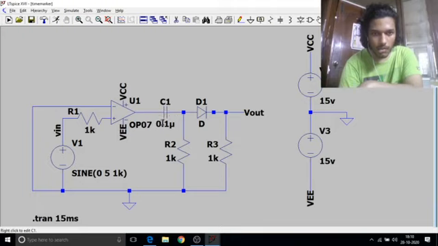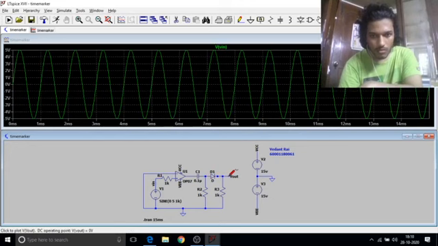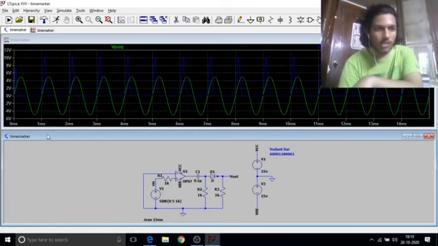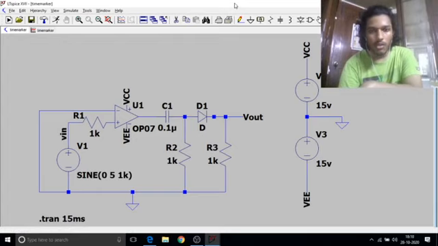We have a capacitor, 0.1 microfarad value. The input voltage I've given as 5 volts, 1k frequency. And the reference one is the 0. It's connected to the ground. I'll run the circuit. As you can see, we are getting the pulses we are expecting. The diode and resistor serve as the clipper and they remove the negative pulses.